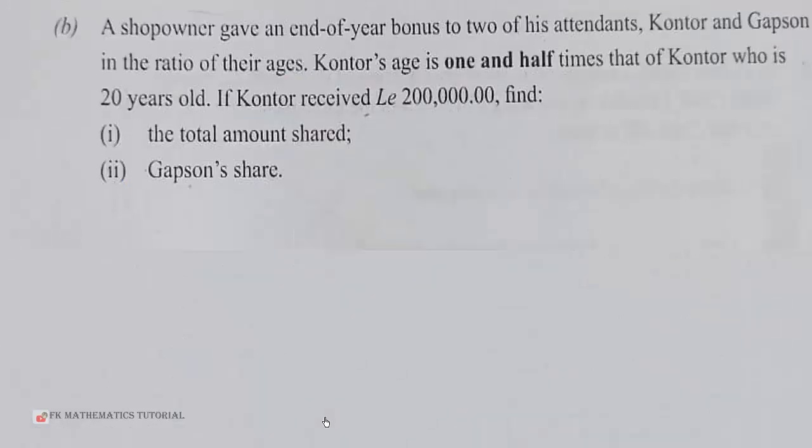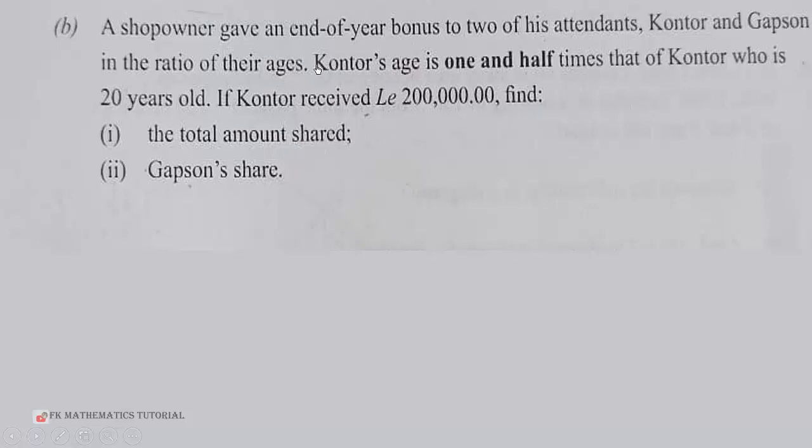The B part says a shop owner gave an end of year bonus to 2 of his attendants, Contour and Grabson, in the ratio of their ages. Contour's age is 1.5 times that of Contour, who is 20 years old. If Contour received 200,000, find the total amount shared, Grabson's share.